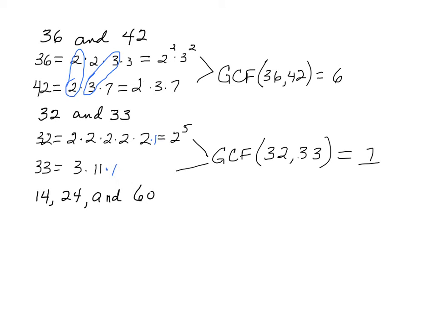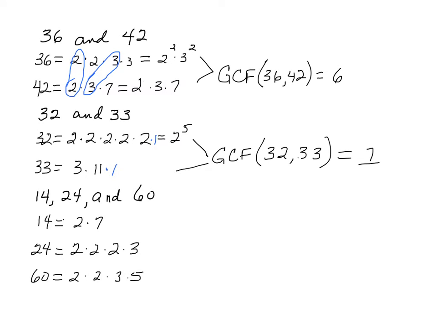Okay? Now let's do 14, 24, and 60. 14 can be written as a product of prime numbers as 2 times 7. 24 can be written as 2 times 12, but 12 is 2 times 6, but 6 is 2 times 3. That's 24. 60 can be written as 2 times 30. Let's see, and 30 is 2 times 15, but 15 is 3 times 5.